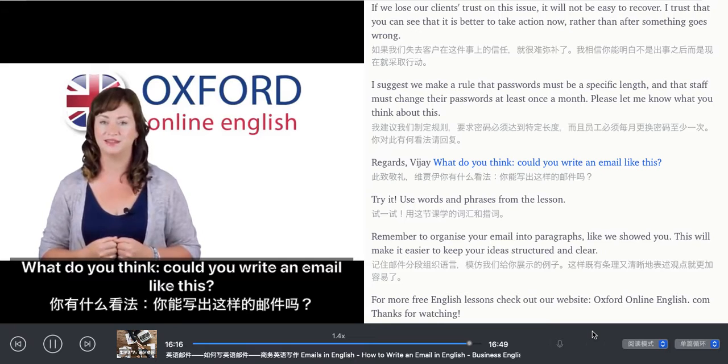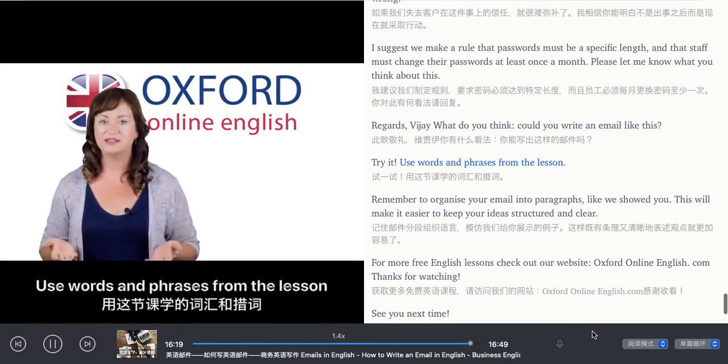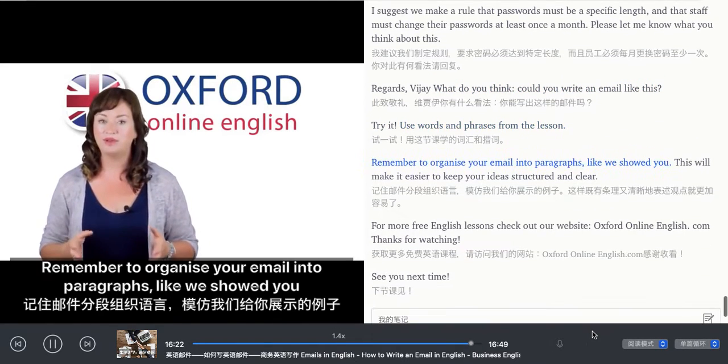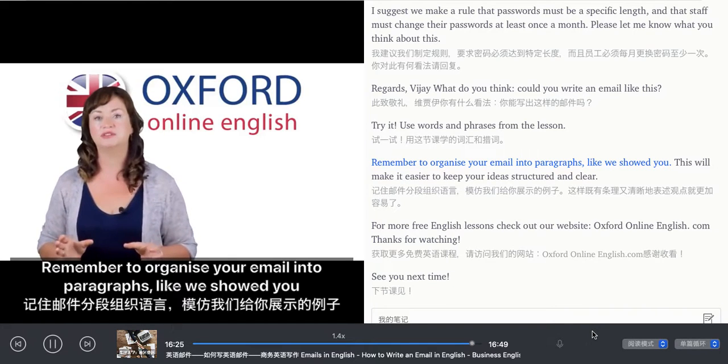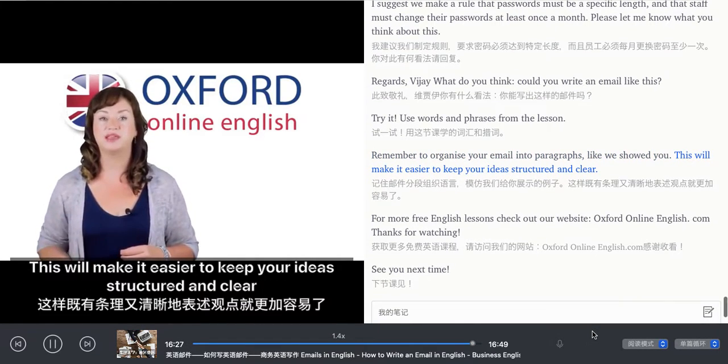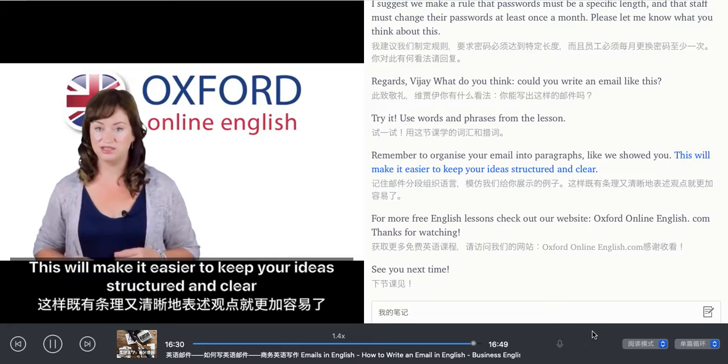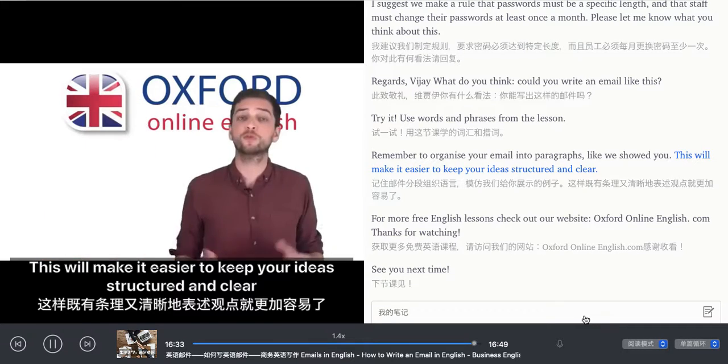Could you write an email like this? Try it. Use words and phrases from the lesson. Remember to organise your email into paragraphs, like we showed you. This will make it easier to keep your ideas structured and clear.